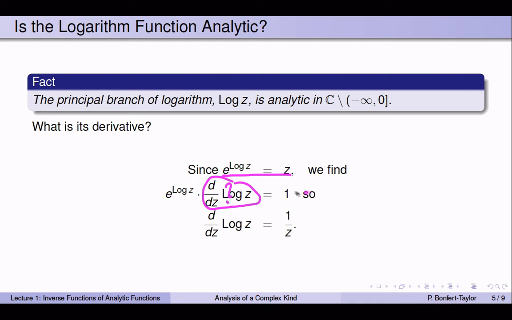But we can now solve this equation for that derivative by dividing both sides of the equation by e to the log z. But what is e to the log z? e to the log z is simply z. So we divide both sides of the equation by z and find that the derivative of log z is 1 over z, just like it was in real analysis. The derivative of ln x was nothing but 1 over x. So now the derivative of the principal branch of the logarithm is 1 over z.